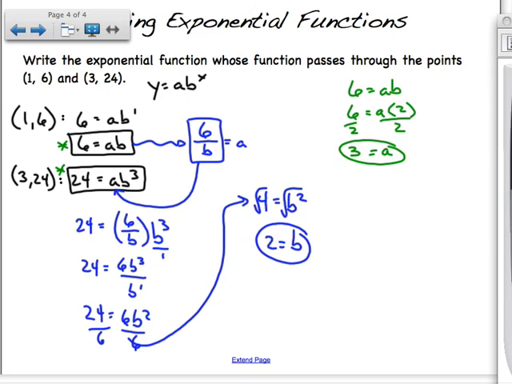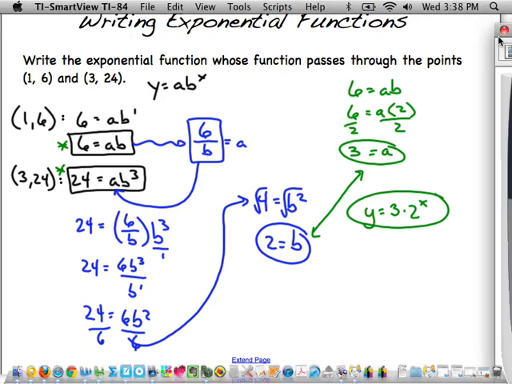If that's the case, I now have both the actual numbers that I need to write my final function, and my final function should look like y equals a, which is 3, times b, which is 2, all raised to the x power. Again, keep that in mind. Let's see if we can graph it one more time to make sure we're actually right.